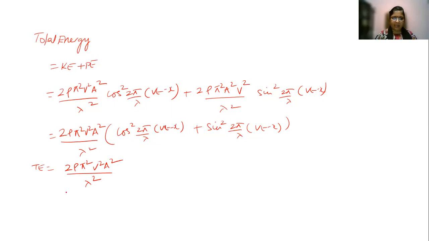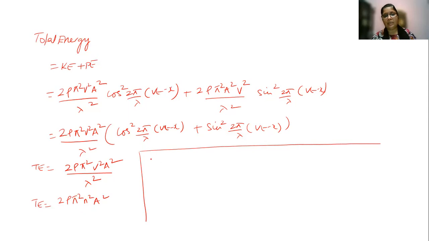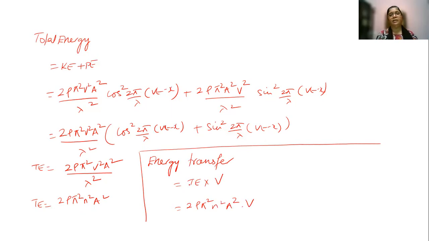Now this v square by lambda square, I can write as 2 rho pi square n square a square, because you know v by lambda is frequency n. And finally, I just have one more step to go: energy transfer. We have the energy. So what is the energy transfer? Energy transfer is equal to total energy into velocity. So what is our total energy? 2 rho pi square n square a square, into this is our total energy.